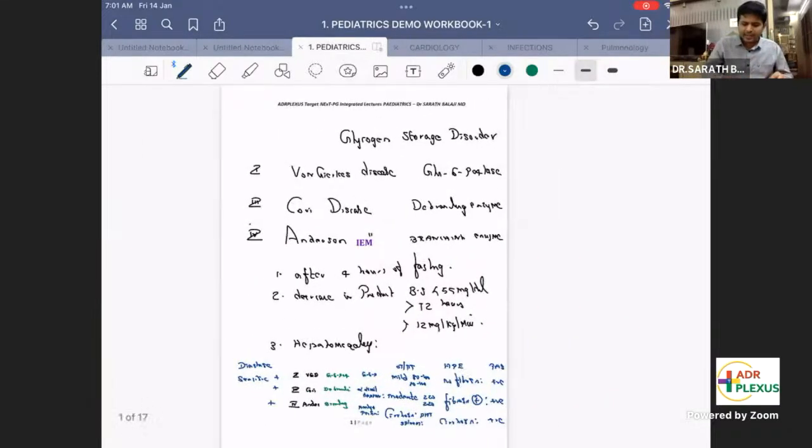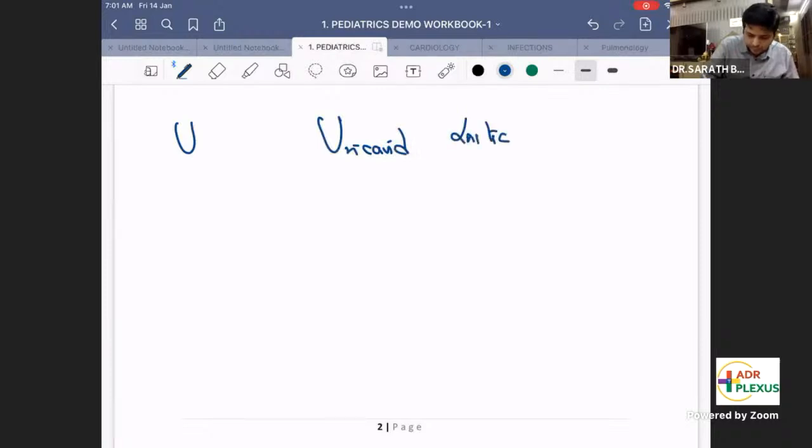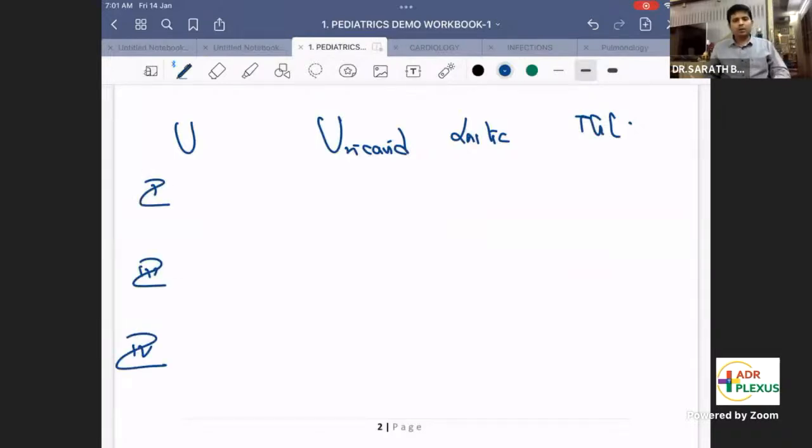Sir, is there any other way, apart from this, to differentiate type 1 and 3? Apart from that, you can take uric acid, lactic acid, and triglycerides. So now you have 1, 3, and 4. Let me explain again, doctor. Type 1 is Von Gierke disease, type 3 is Forbes disease, type 4 is Andersen disease.